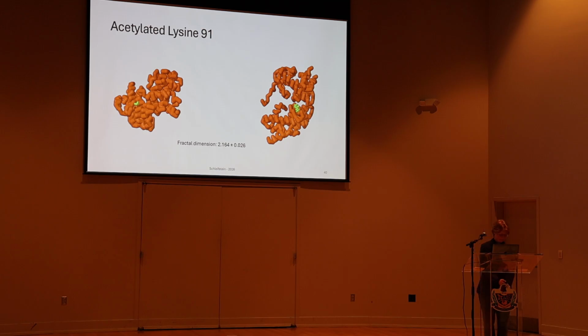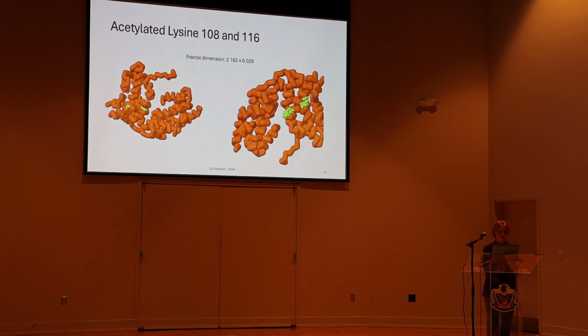same way every time. And then finally, we have the structure with lysines 108 and 116 acetylated. This was calculated to have a fractal dimension of 2.162 plus or minus 0.029. This was also the only structure looked at that had two different residues modified, and it was the modified version of the histone octamer with the smallest fractal dimension. So keep that in mind, because we'll talk about it more later.